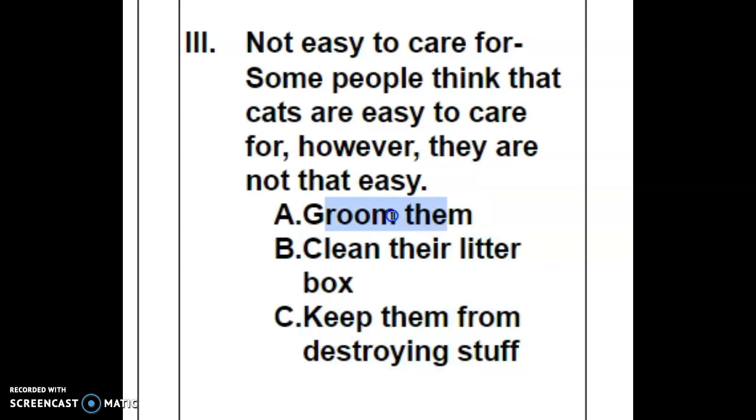You still have to groom them. You have to brush their hair and do things like that. You still have to clean their litter box, which is not very fun. And you got to keep them from destroying your stuff, scratching up your couch and rugs and things like that. So again, in the third body paragraph, we show that, yeah, there is some good in cats. However, the bad is more. So we're smashing that counter argument, or refuting it.